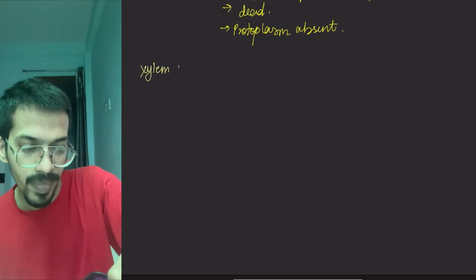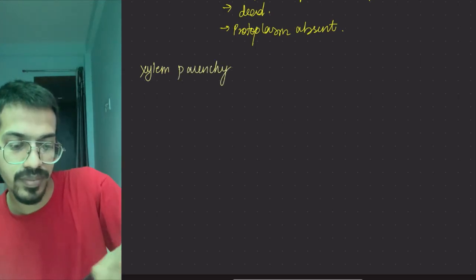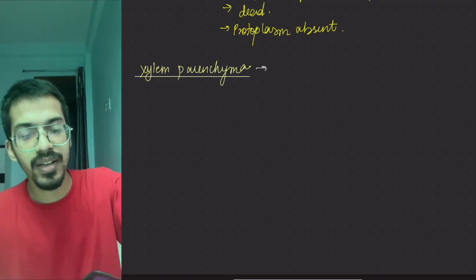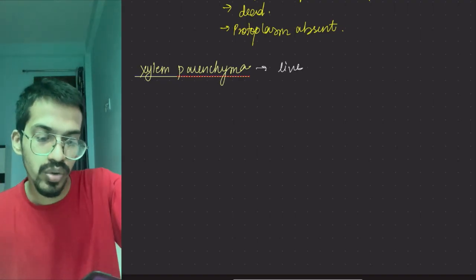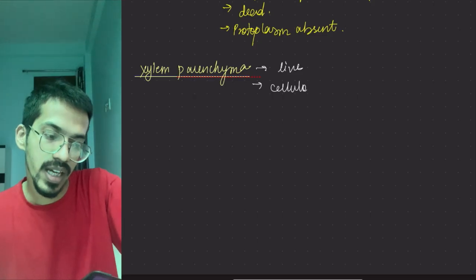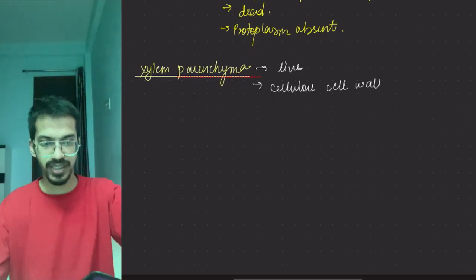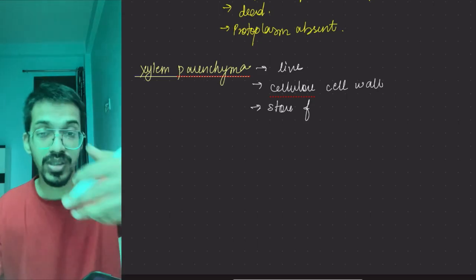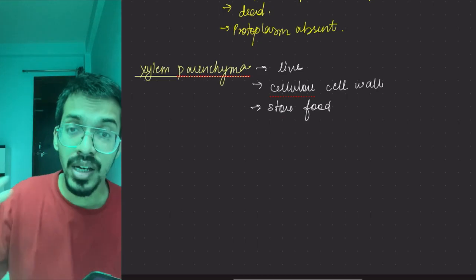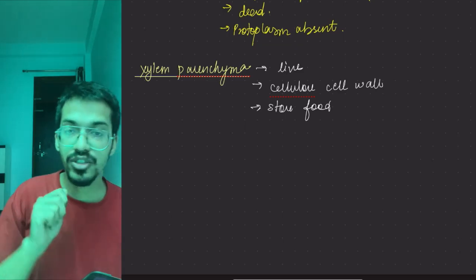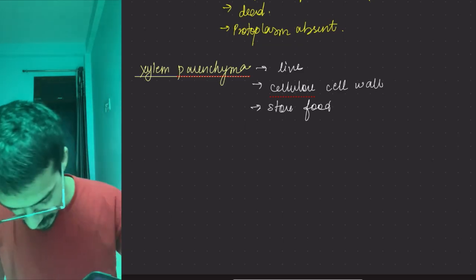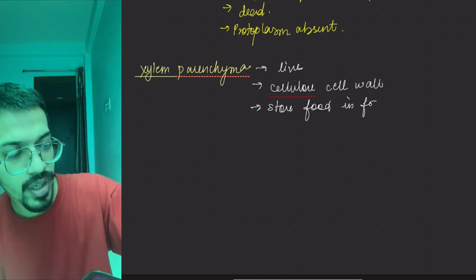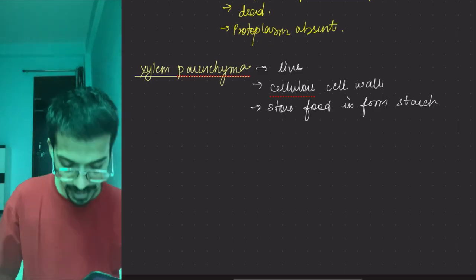In xylem parenchyma, what happened? These xylem parenchyma are live, cellulosic cell wall present, thin only, but cellulosic cell wall present. It stores food because xylem also needs food. These cells are closer to the living tissue, so they need food, so they store food also for themselves and for the others, in the form of what? Starch, because in the plant body, food will be present inside the body only in the form of starch.